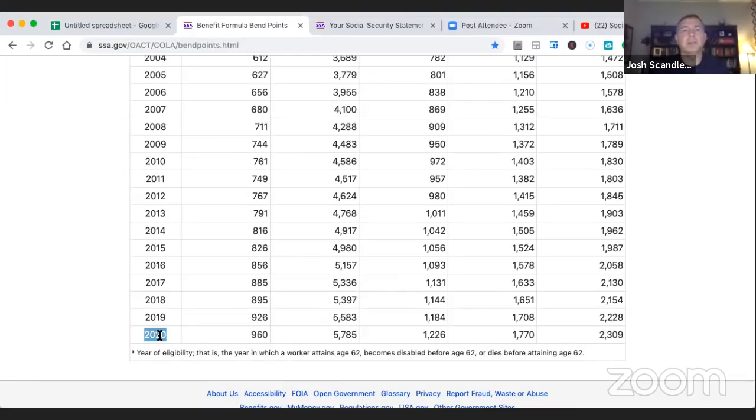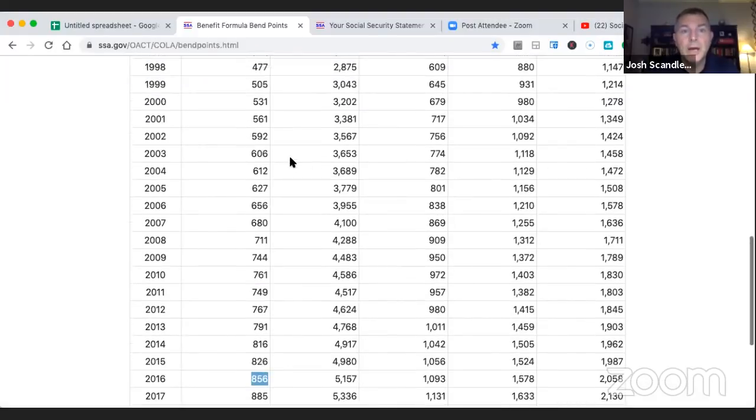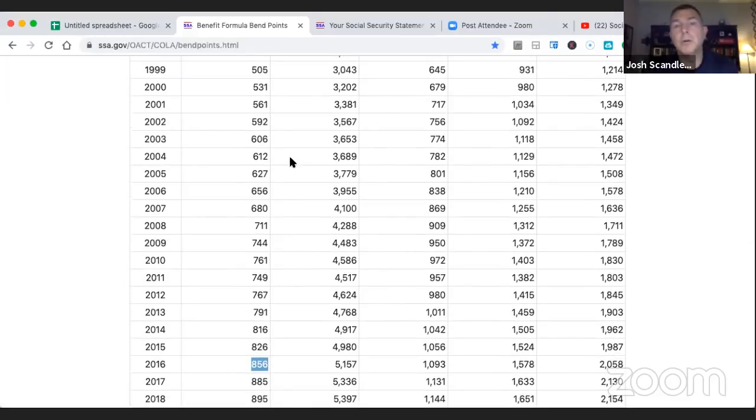And the reason it changes is because of cost of living adjustments. You can see some years, from 2017 to 2018, it only went up by $10. From 2015 to 2016, it went up by $30. Here it went up by $34. So you can see some years it doesn't go up much at all. Let's see, look at that, from 2008 to 2009 it went up. So I don't know how they figure that out. Actually, that's interesting. I don't know, but yeah, absolutely.